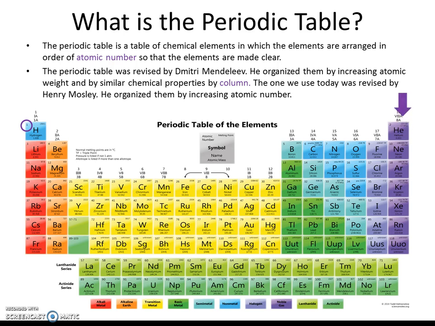The one we use today was revised by Henry Moseley. He organized them by increasing atomic number.